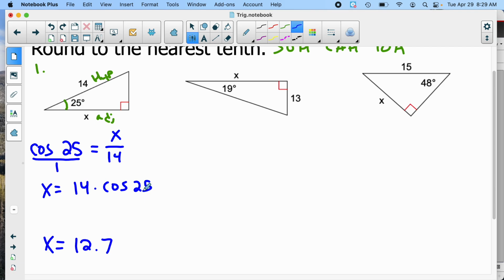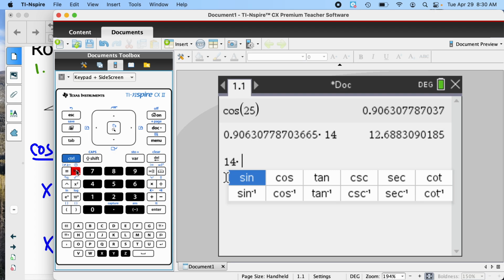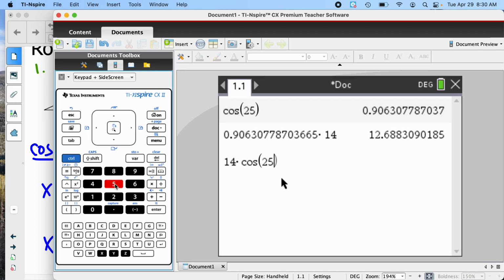So I typically will do this, and then in my calculator, I would just type 14 times the cosine of 25. And I like to put the 14 first, because the thing in the parentheses is always the angle measure. There's my answer, 12.7. So let's work together. Let's set up the second equation.